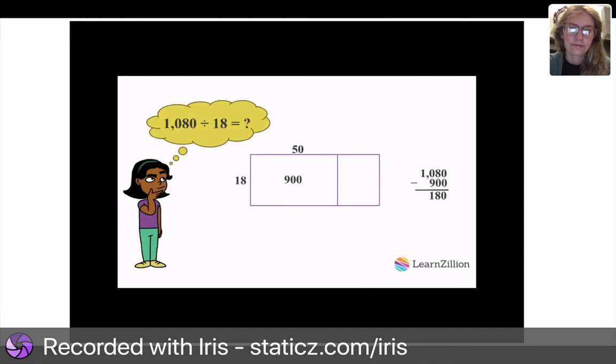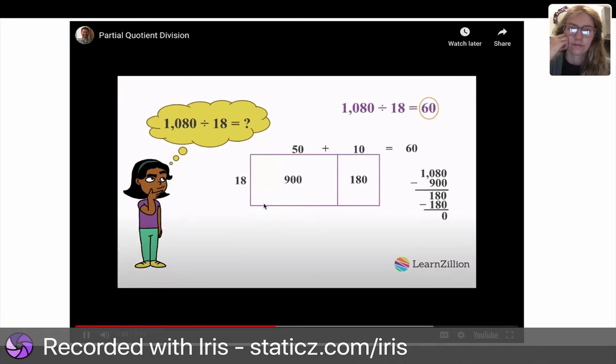1080 minus 900 equals 180. I know that 10 times 18 equals 180, so I'll take away 10 groups of the divisor 18, which equals 180. 180 minus 180 equals 0. So to get my final quotient, I need to add the two partial quotients together. 50 plus 10 equals 60. So that means 1080 divided by 18 equals 60.